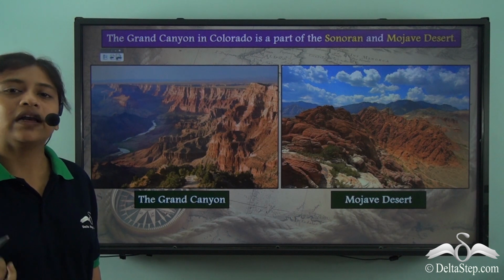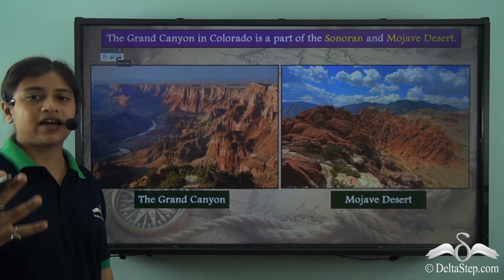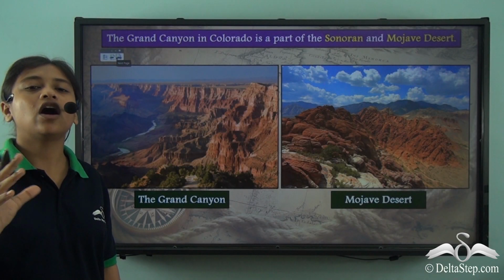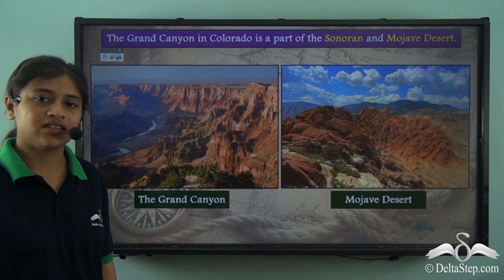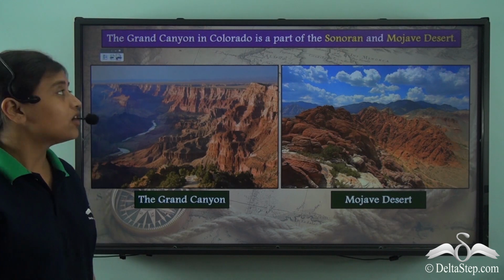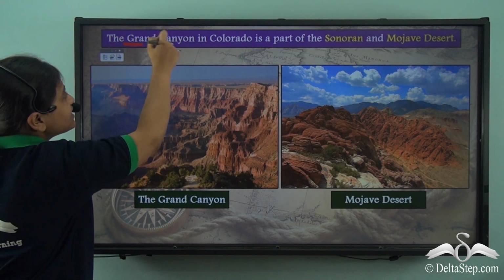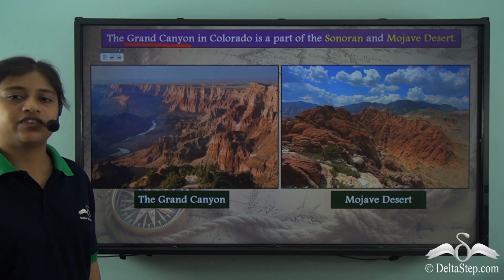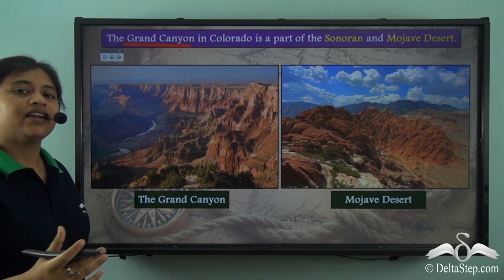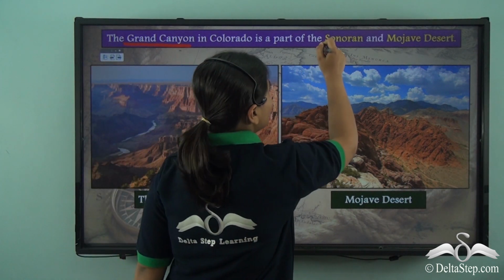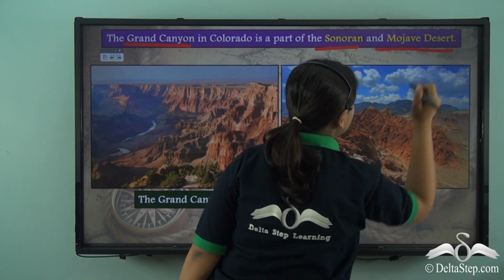A while ago, we learned that in the Colorado Plateau region, the Colorado River along with its tributaries has cut deep gorges and canyons. Now this has led to the formation of the Grand Canyon, a very famous physical feature and one of the most visited sites in North America. So the Grand Canyon in Colorado is a part of the Sonoran and Mojave deserts.